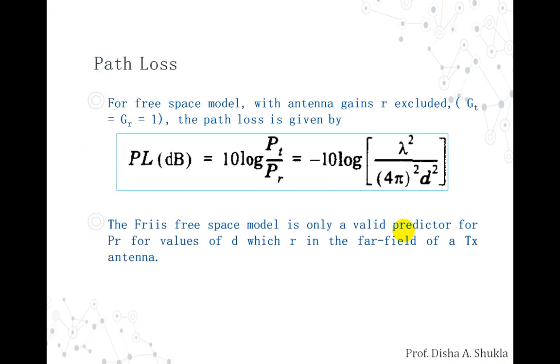Now, for a free space model excluding the antenna gains, we consider that the gain of the transmitting antenna GT is equal to the gain of the receiving antenna GR, and that is equal to 1. Then the path loss equation can be further modified as minus 10 log of lambda square upon (4 pi) whole square into d square. Now, the free space model is a valid predictor for PR values only for d in the far field of the transmitting antenna.